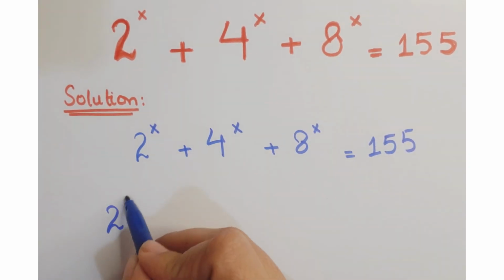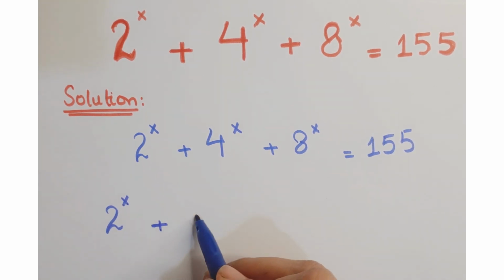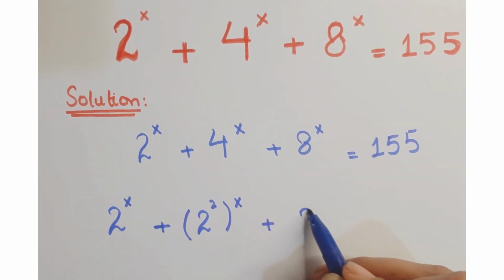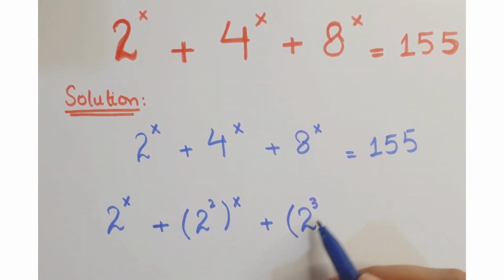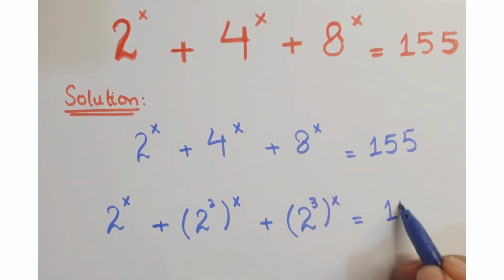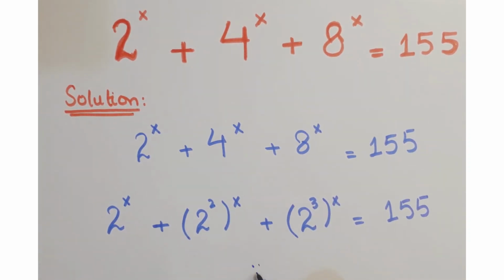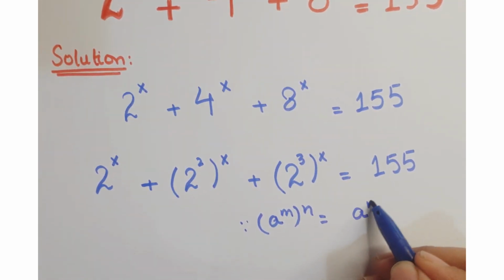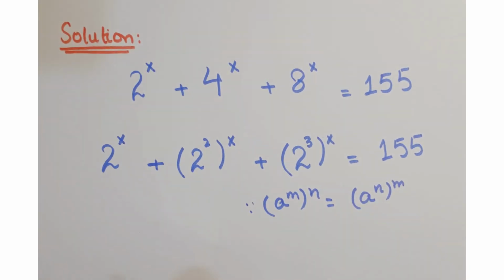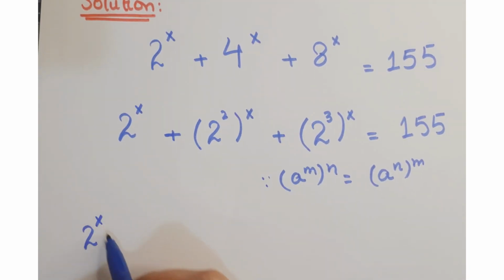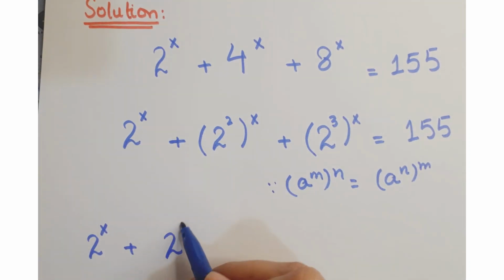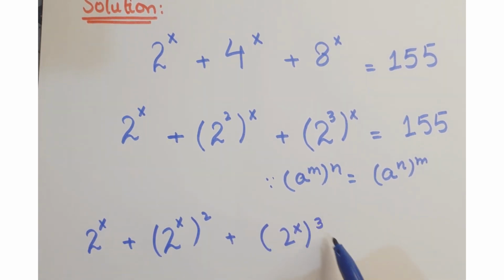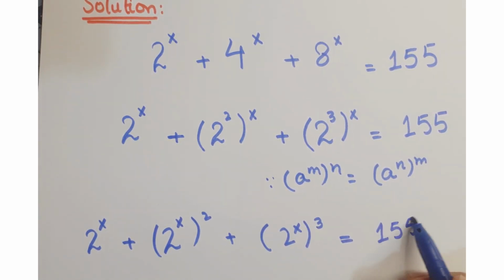We can copy this 2 to the power x as it is. This 4 can be represented as a square of 2, whole to the power x, plus 2 is a cube of 8. 8 is a cube of 2, is equal to 155. Since a to the power m whole to the power n can be written as a to the power mn, you can write this as 2 to the power x plus (2 to the power x) whole square plus (2 to the power x) whole cube is equal to 155.